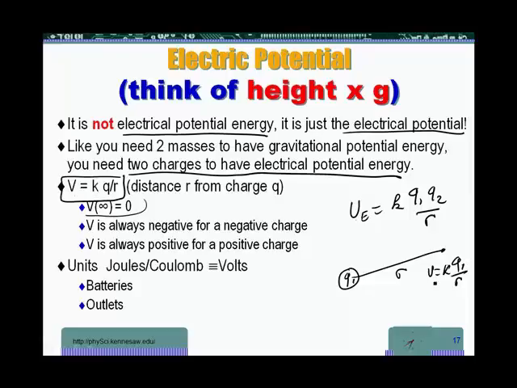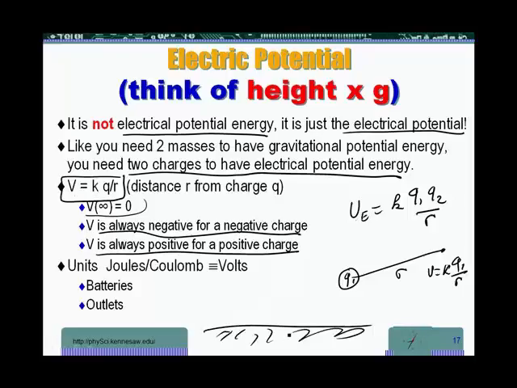Now, the sign of V depends on the sign of the charge. If the charge is negative, V is negative. If the charge is positive, V is always positive. It is a scalar. Now, think about gravity.